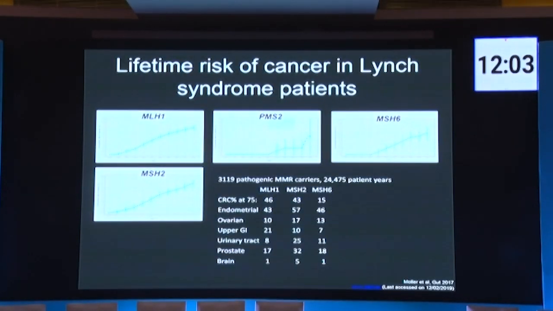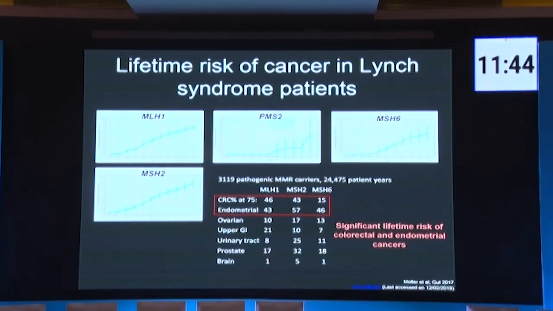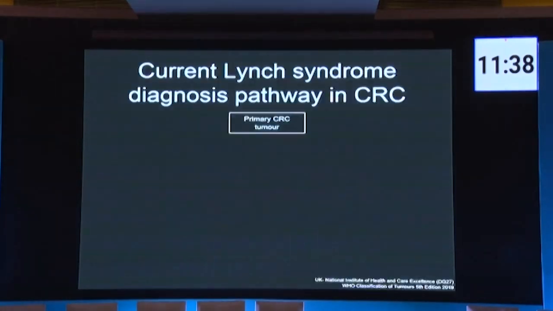Now, if you are a carrier of mutation in one of these 4 genes, then your lifetime risk of getting either colorectal or endometrial cancer is very high. So by the time you reach the age of 75 years, at least 1 in 2 patients will have a cancer. So clearly, identifying these patients very early on is the key.